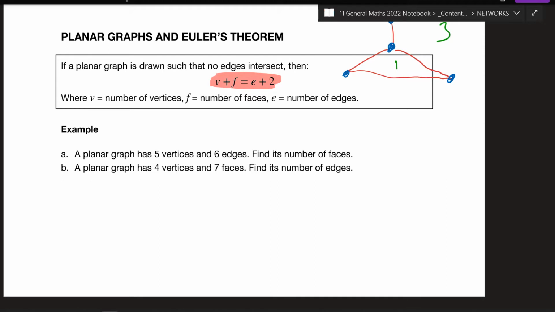You don't need to memorize it, but it's in your notes. Just make sure you look at it. So if a graph is planar, only if it's planar, okay? When you look at a graph that's planar, you've got to make sure you can prove that a graph is planar if you use this formula, okay?